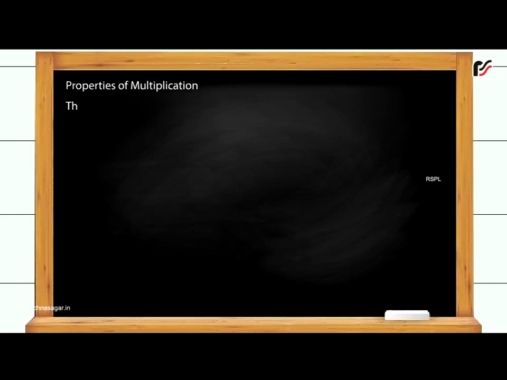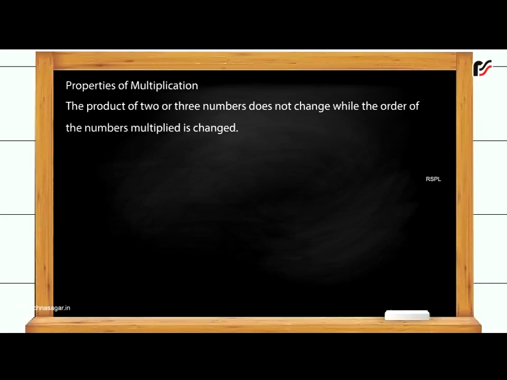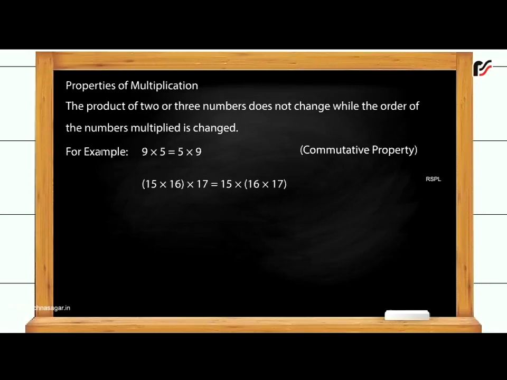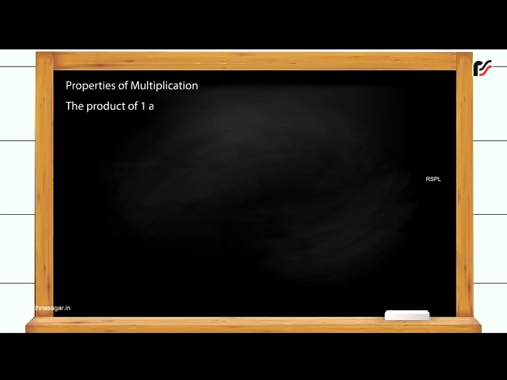Closure property. The product of 2 or 3 numbers does not change while the order of the numbers multiplied is changed. For example, 9 multiplied by 5 is equal to 5 multiplied by 9. Commutative property. Product of 15 and 16 multiplying by 17 is equal to 15 multiplied by the product of 16 and 17. Associative property.